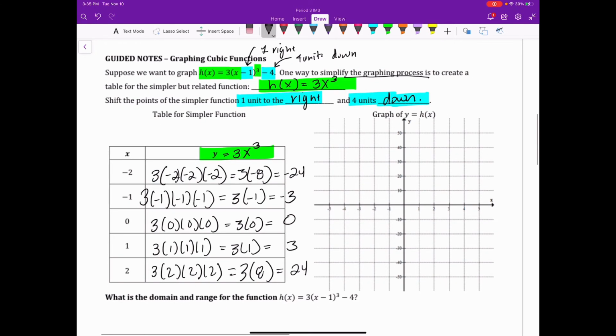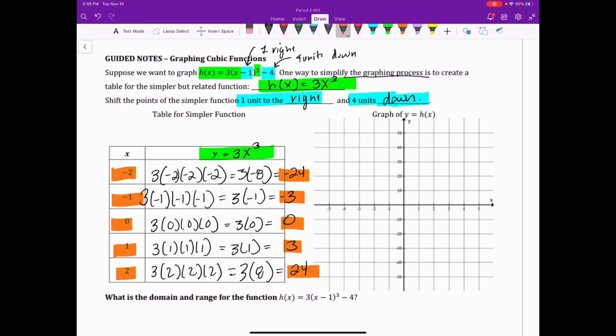So I'm going to graph these points, x and y. So the first one is -2, -24. So -2, -24 is about here. And then -1, -3, that is about here. Then I have 0, 0. Then I have 1, 3. And then I have 2, 24.